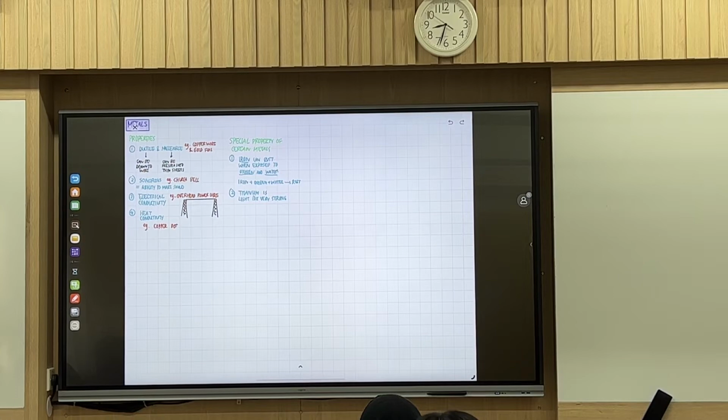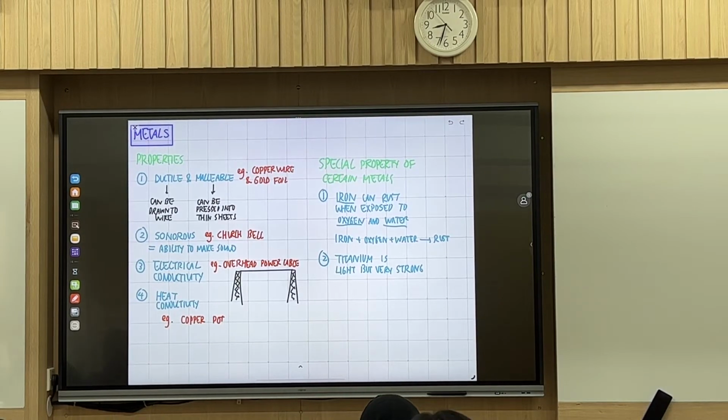Anyways, we'll just continue with the discussion on metal, and the test will be on microscopic world. Okay, book 1B, the entire book 1B.